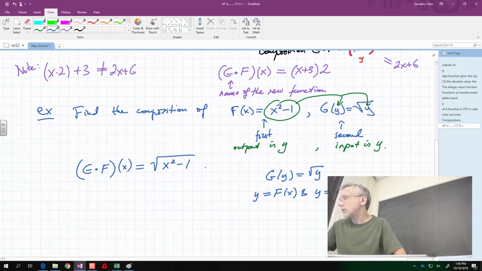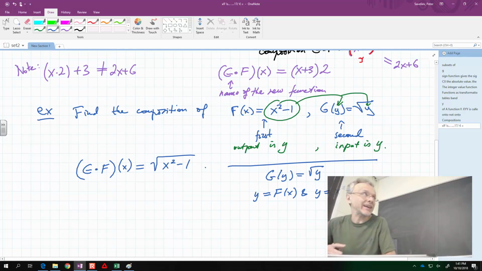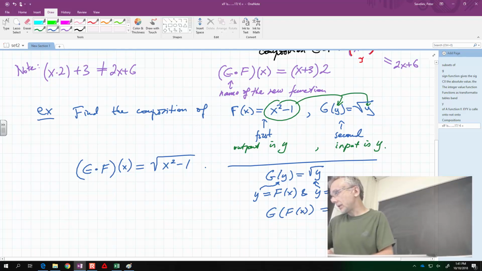So the substitution can be more explicit than that. If I substitute y here and y there, then what I have is g of f of x is equal to square root of x squared minus 1. Is that what you're talking about? I don't think you were talking about that.